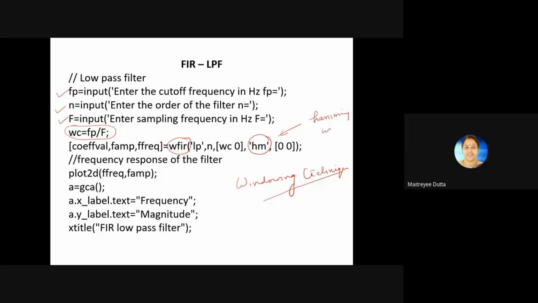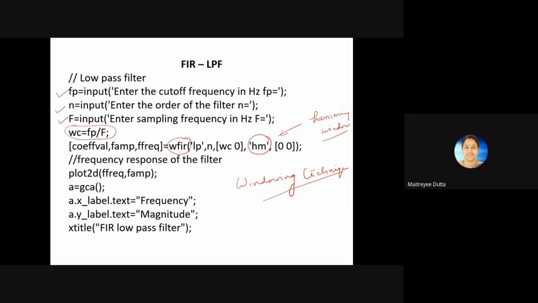You don't have to remember what should be written if it is a Kaiser window. When you take the help of WFIR, it will tell you all the windowing techniques and the constants that you have to enter: if it is a rectangular window, what you have to enter; if it is a Kaiser window, a Hanning window, or a Bartlett window, what you have to enter. It is already there in Scilab, so you don't have to remember.